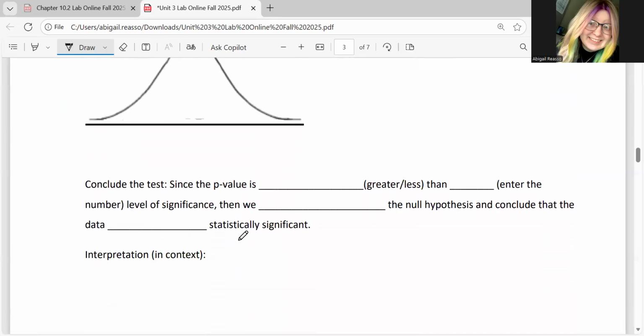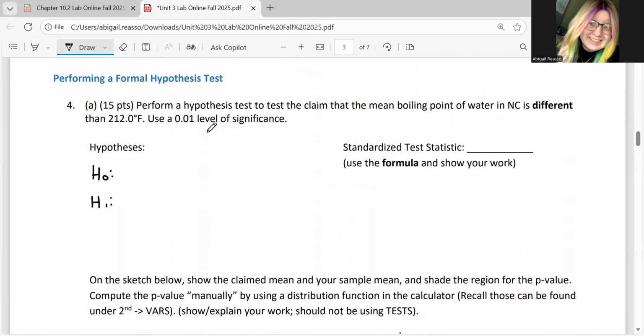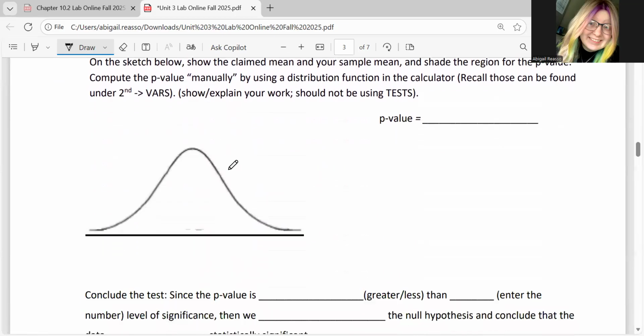And then we'll conclude our test here. So since the p-value is either greater than or less than the level of significance, we want to make sure we put our number here. It'll either be 0.01 or 0.05. Those are traditionally what we have. It'll depend on your problem, but it'll be up in the directions.